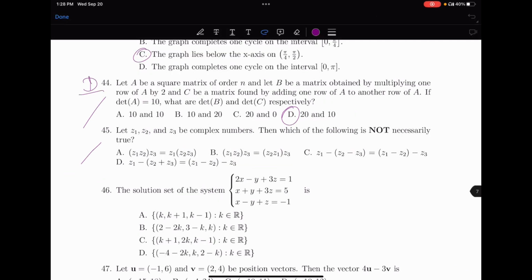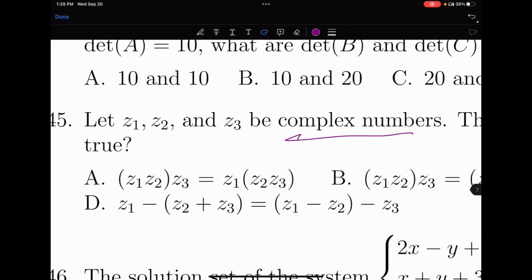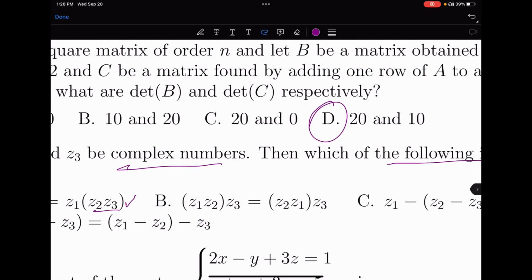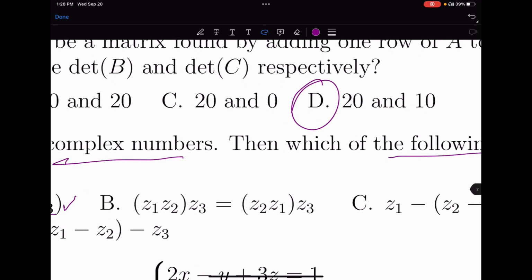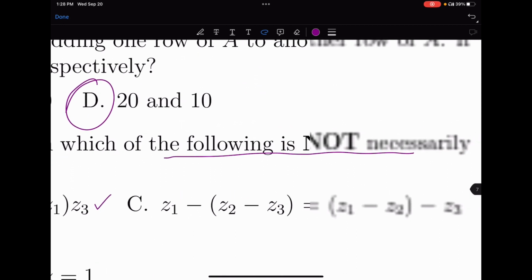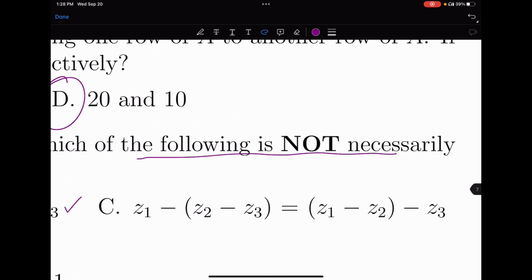45th: let Z1, Z2 and Z3 be complex numbers, and which one of the following is not necessarily true? Well, let's look at A. Z1 times Z2 times Z3 is equal to Z1 times Z2 times Z3. This is what we call the associative property. So this is always true for any complex numbers Z1, Z2 and Z3. Okay, how about B? Z1 times Z2 times Z3 is equal to Z1 times Z2 times Z3. This is what we call commutativity. This is also true in the case of complex numbers. Looking at C, Z1 minus Z2 minus Z3 is equal to Z1 minus Z2 minus Z3.